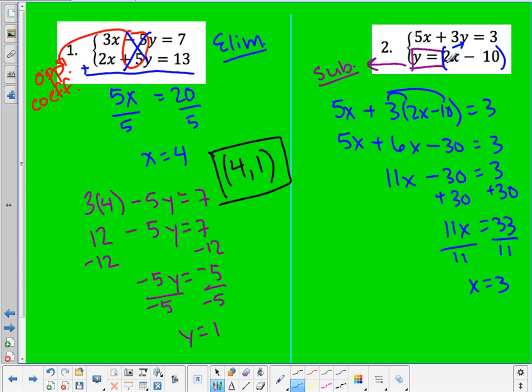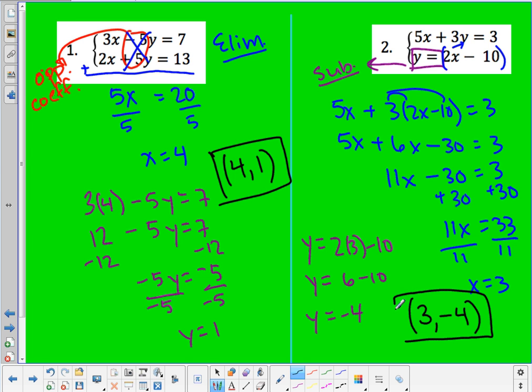Now I plug that back in. I'm going to use the bottom one because I've already got y alone. So I'd have y is equal to 2 times 3 minus 10. That's y equals 6 minus 10, or y equals negative 4. And again, I write my solution as an ordered pair. X comes first, so 3 comma negative 4, and that is my solution.